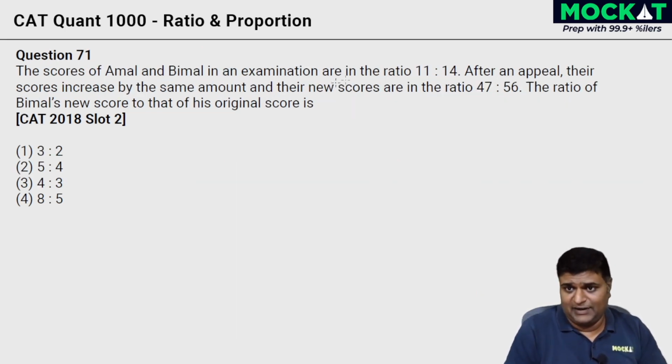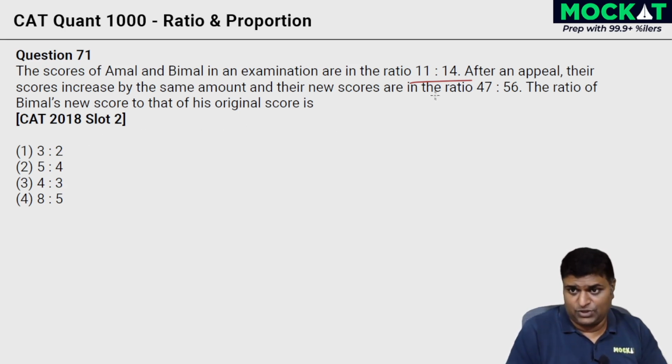The scores of Amal and Bimal in an examination are in the ratio 11:14. After an appeal, the scores increase by the same amount and their new scores are in the ratio 47:56. Find the ratio of Bimal's new score to that of his original score. Bimal's new score to Bimal's original score. How do we do this? 11:14 is becoming 47:56. But these don't seem to be too complicated. I will try a bit of trial and error, in the exam, and see as to what I'm getting and then take a call on how to proceed.